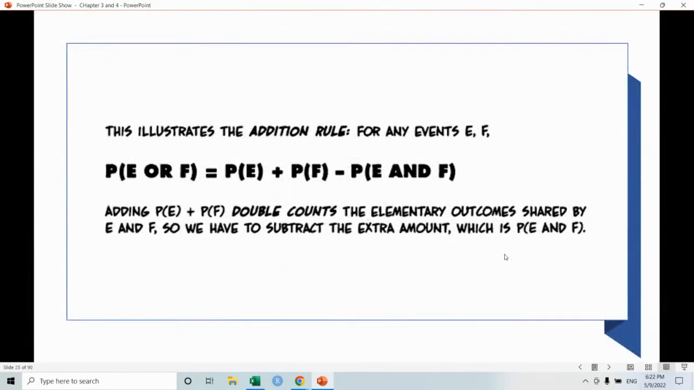So this illustrates the addition rule for any events E and F. What is the probability of E or F? It is the probability of E plus the probability of F minus the probability of E and F. Adding the probability of E and the probability of F double counts the elementary outcomes shared by E and F, so we have to subtract that extra amount, which is why we add this last statement here, the probability of E and F.